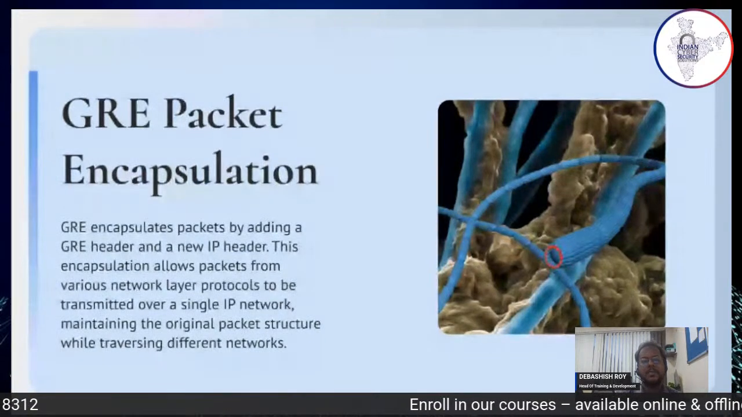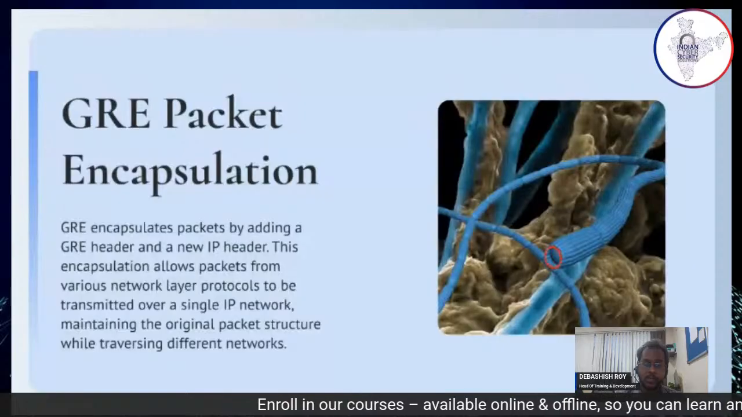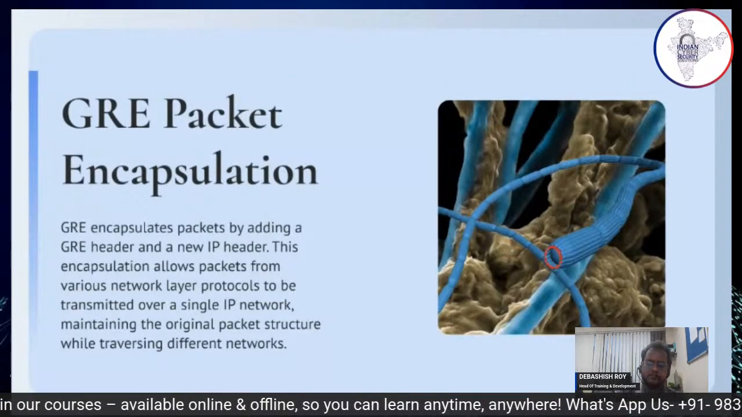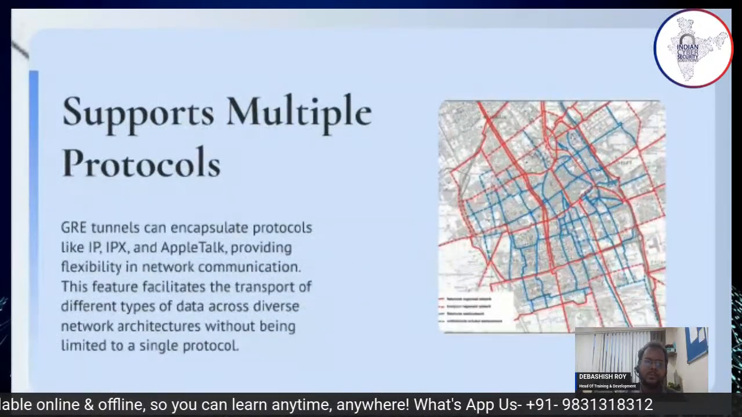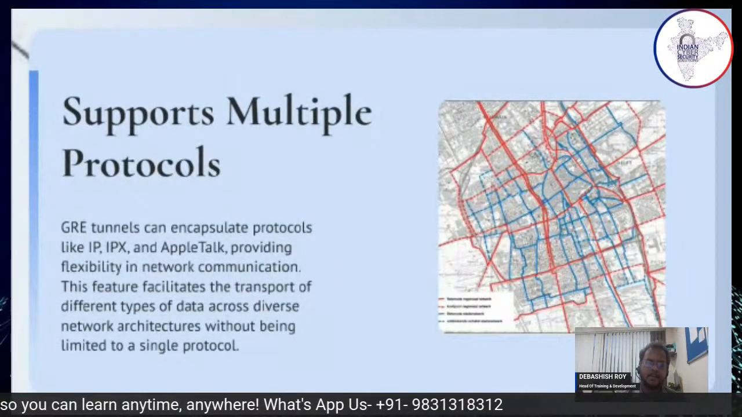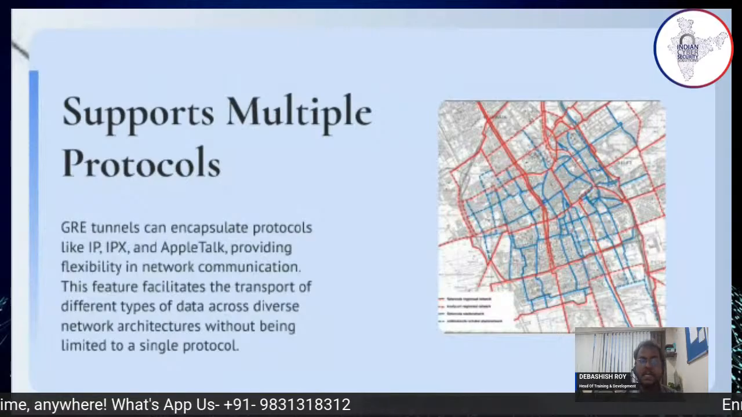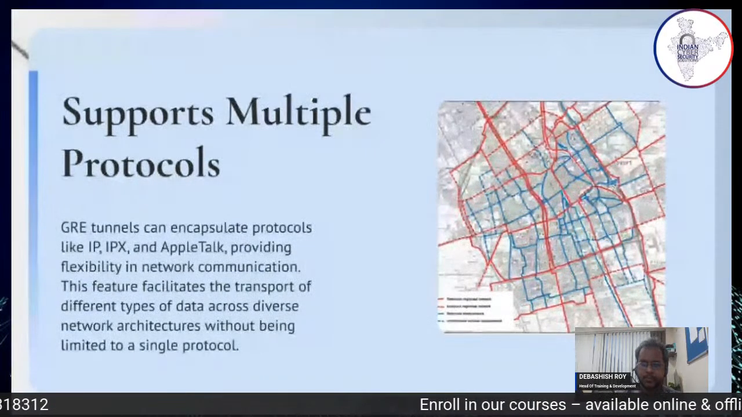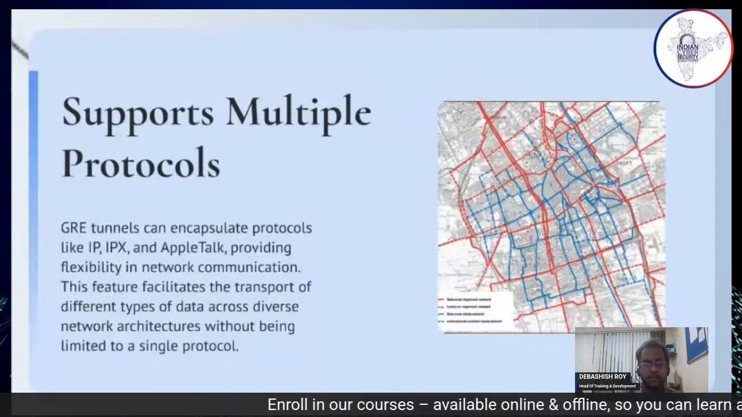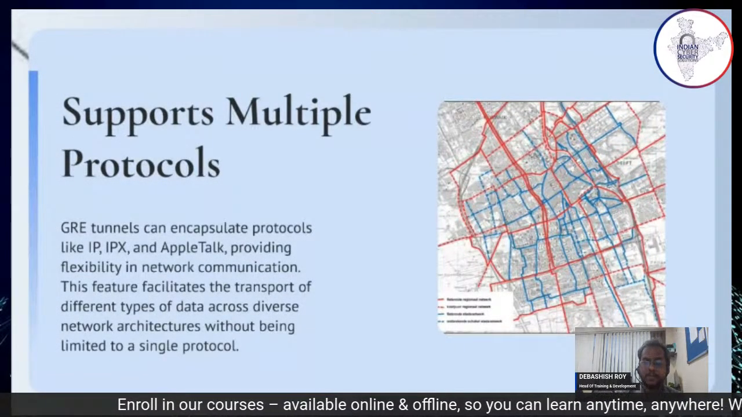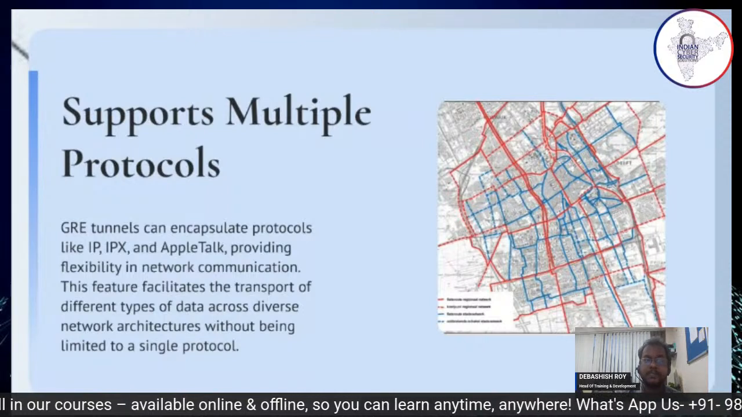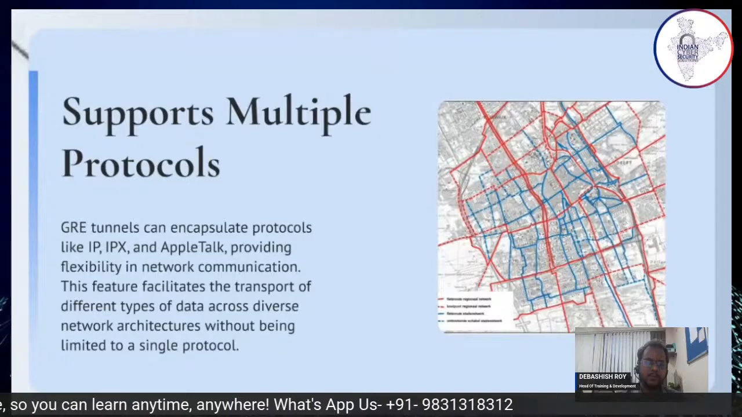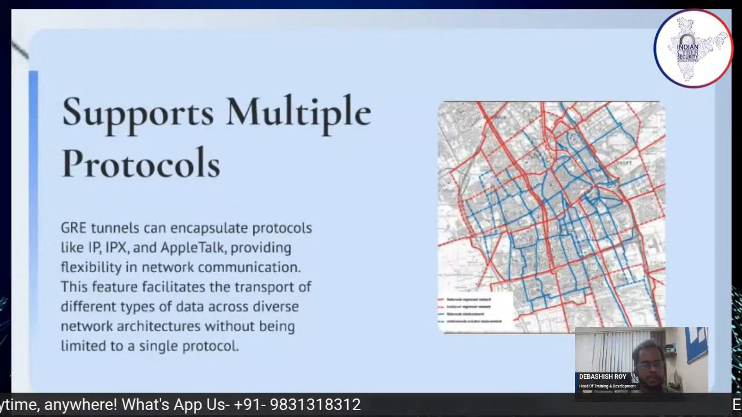Now, this encapsulation allows packets from various network layer protocols to be transmitted over a single IP network, maintaining the original packet structure. It supports multiple protocols: GRE tunnels can encapsulate protocols like IP, IPX, and AppleTalk. These are the routed protocols that we know. It facilitates the different communication paths that you have in the routing, and it provides flexibility in network communication. This feature facilitates the transport of different types of data across diverse network architecture.